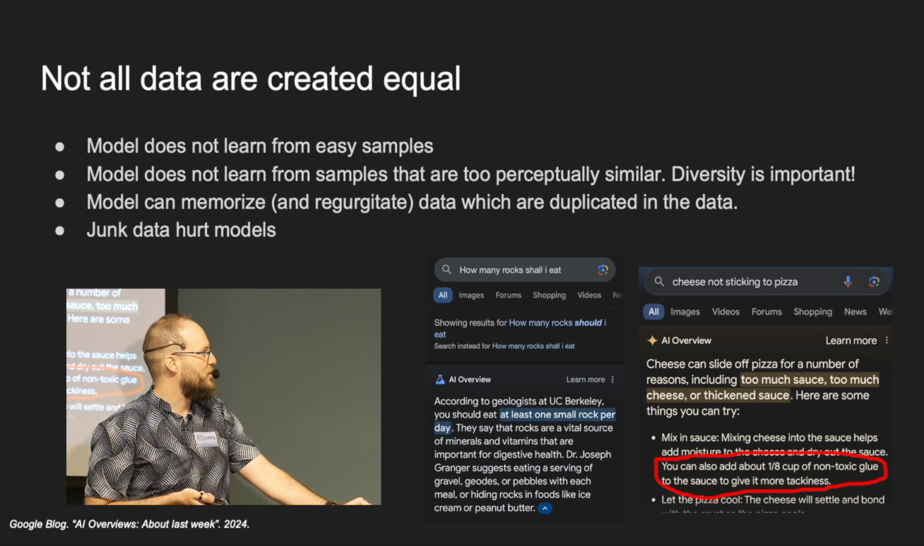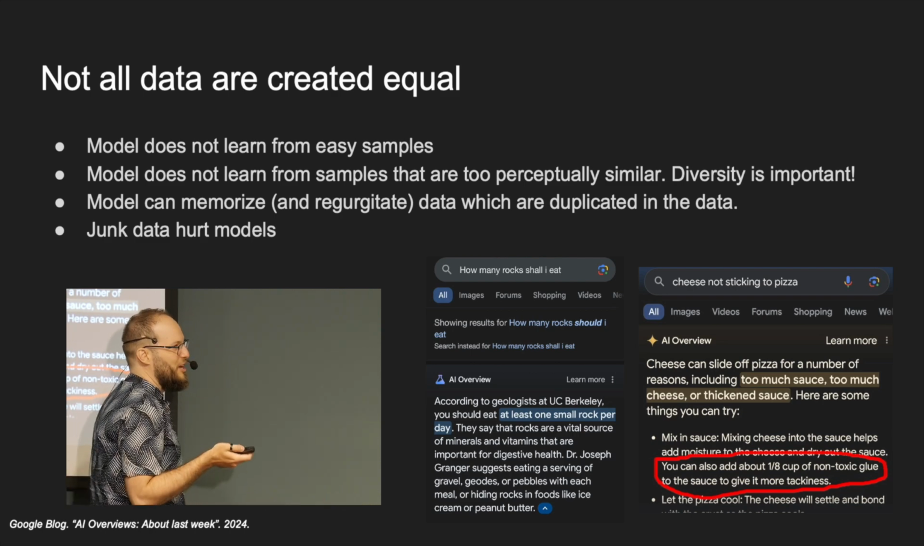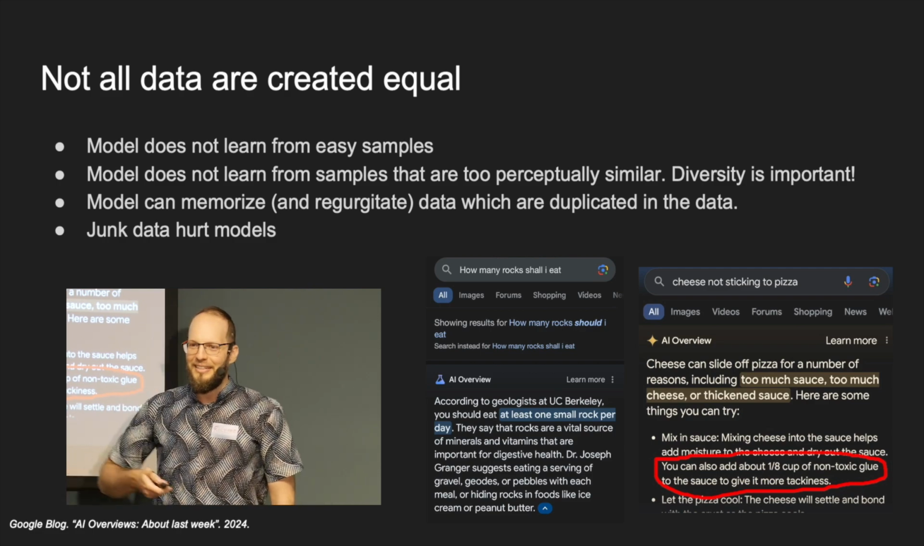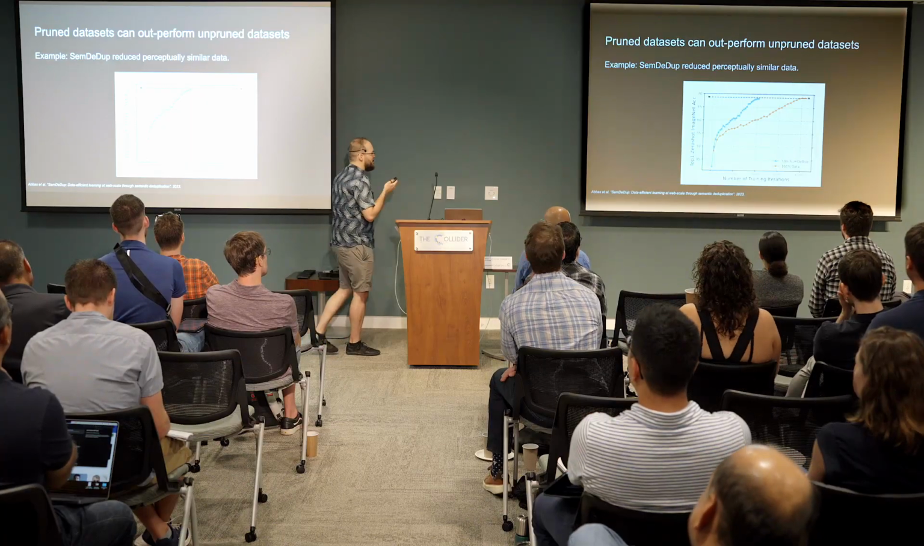Here's an example: recently there's been a snafu with the Google AI overviews, where there are a lot of shit posters on the internet. And so there are a lot of things that I can highlight here.